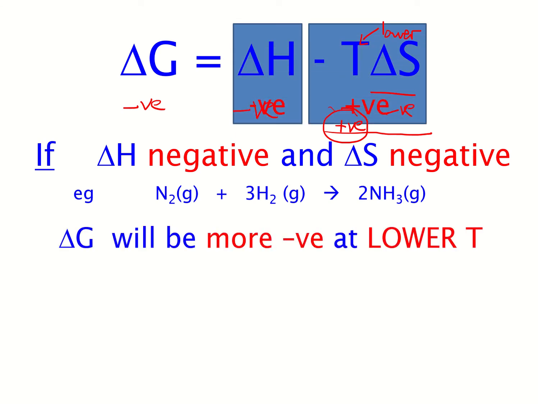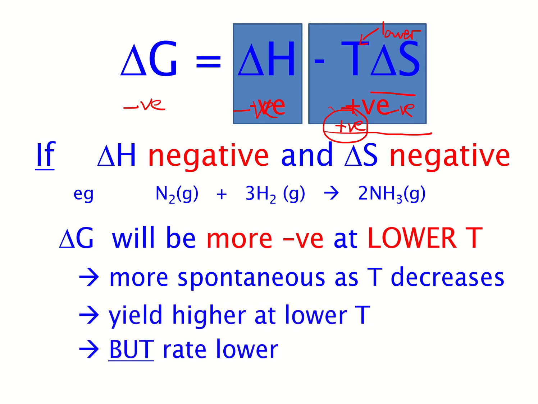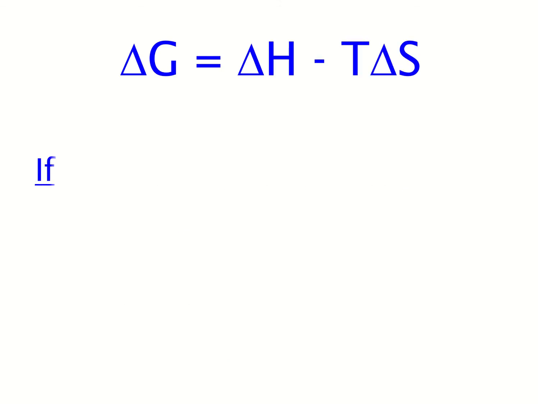Now from an industrial perspective, that's not ideal, for the simple reason that low temperatures equals low rate. So this is where catalysts come into play, and you try to use a catalyst to allow you to still get a decent rate of reaction at lower temperatures and allow you to get a good yield as well as a good rate. Okay, let's have a look at this one.